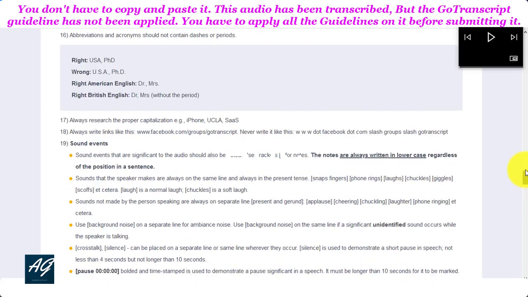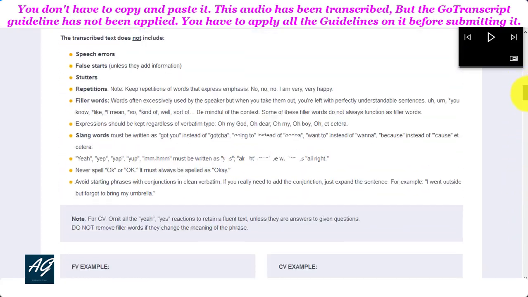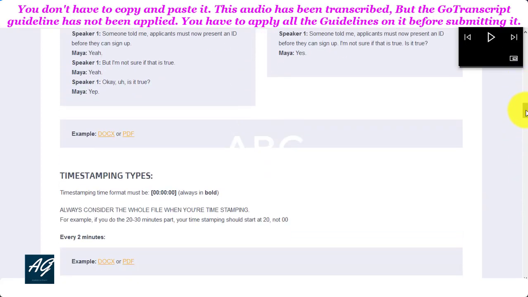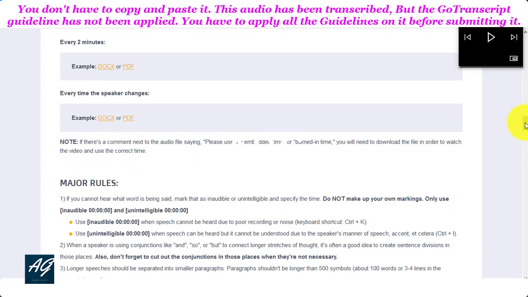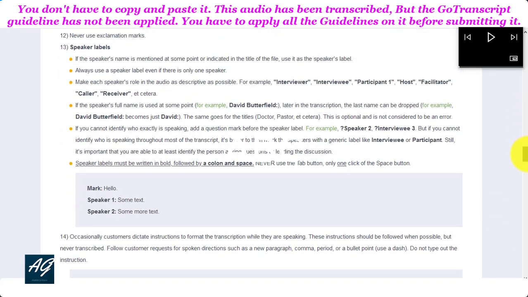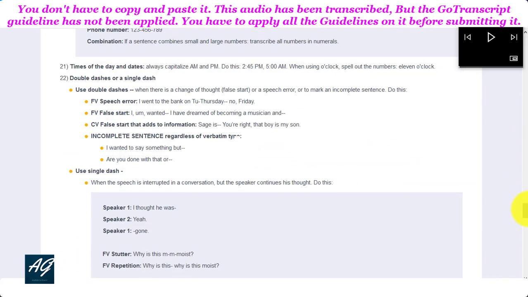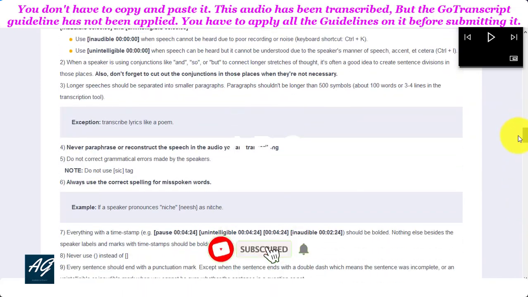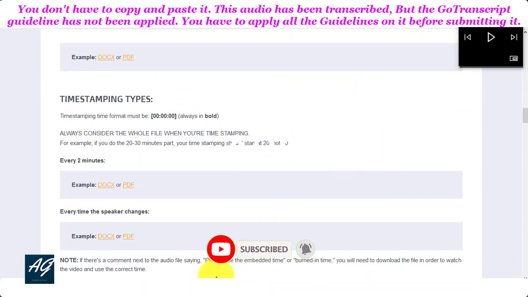So I have already transcribed the audio to text form. You need to apply all these transcription guideline rules to the audio test before submitting the audio test. So let's move to the audio test.